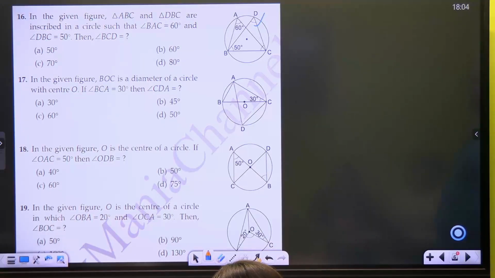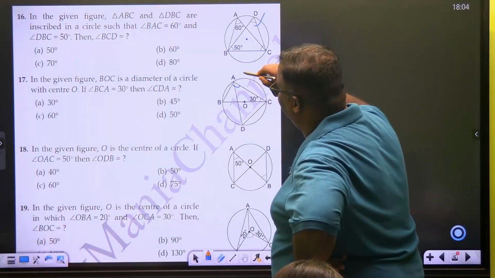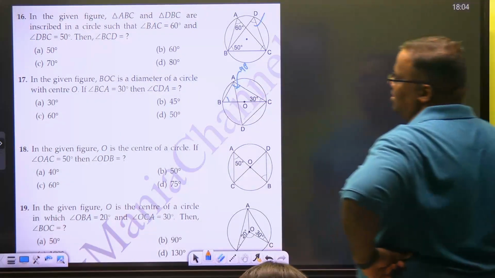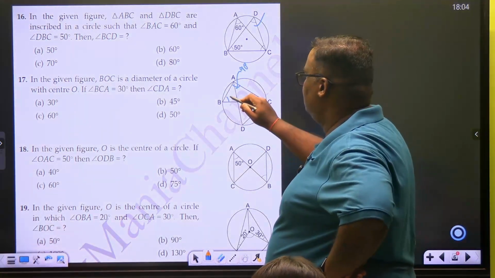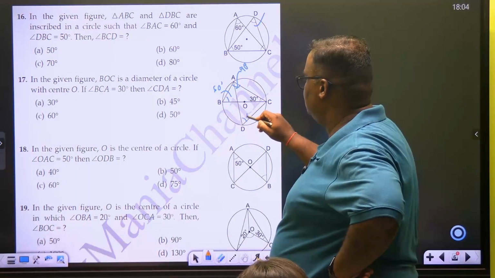Theorems. What is BOC? Diameter. Then what is BAC? The 90 degree, angle in a semicircle. This is 90. This will be 90. Then we have to cut it in the middle. So how much is this now? 90 and 30, how much is that? 120. So this will be how much? 60. And now there is a trouser formation. So this is also 60.